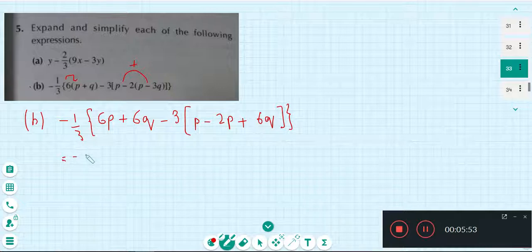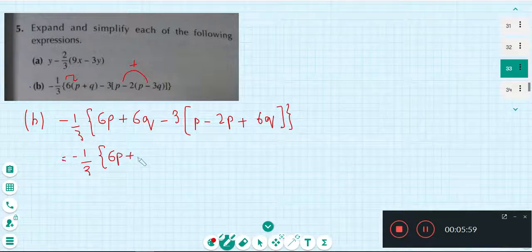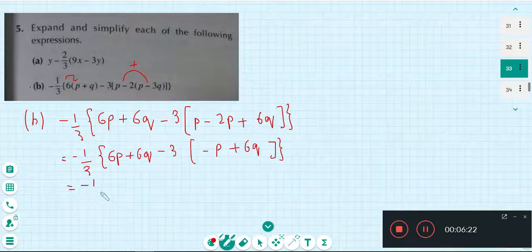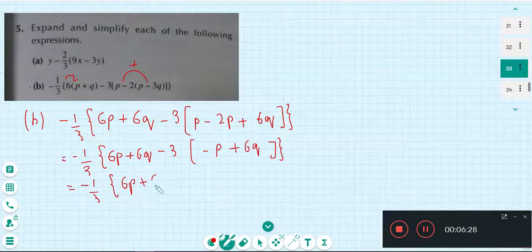So minus 1 by 3 as it is, 6p plus 6q, minus 3 as it is. First of all, we will solve this square bracket first. Okay, p minus 2p gives you minus p plus 6q, now we will open this square bracket inside this curly bracket. So minus into minus plus, 3 into p, 3p, and minus into plus, minus 3 into 6q gives you 18q.